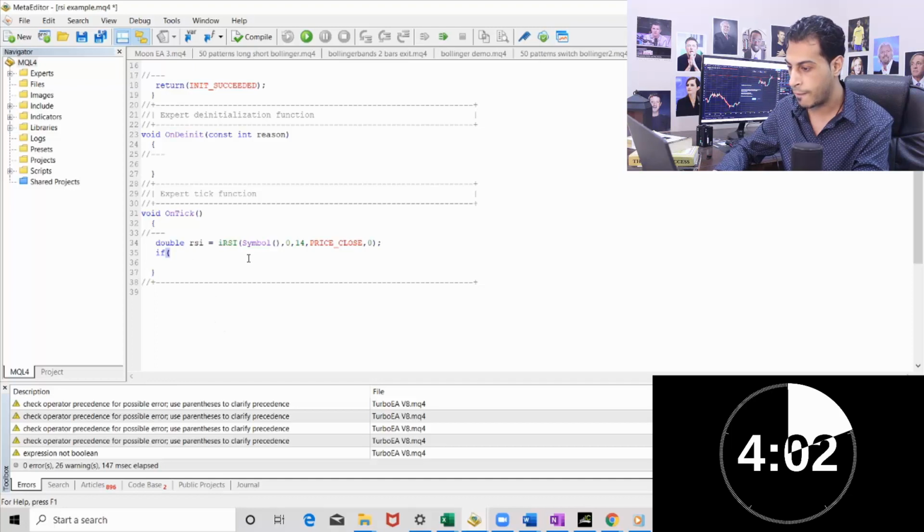If the value of the RSI of... So this is the value of RSI of the previous candle actually.